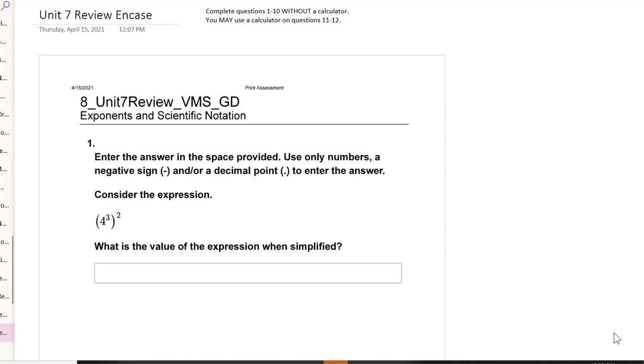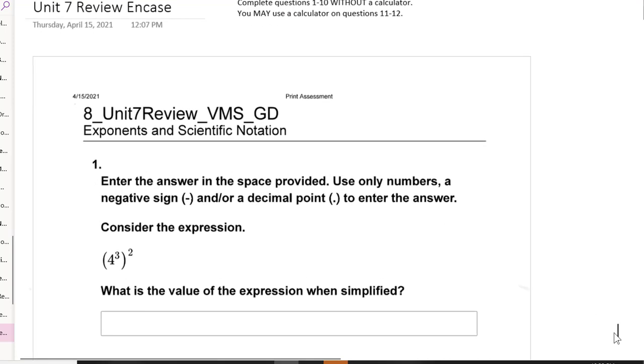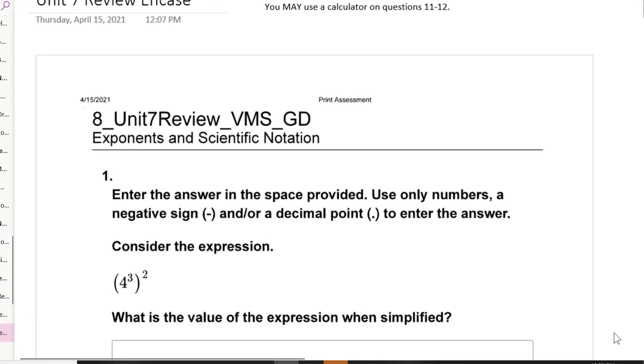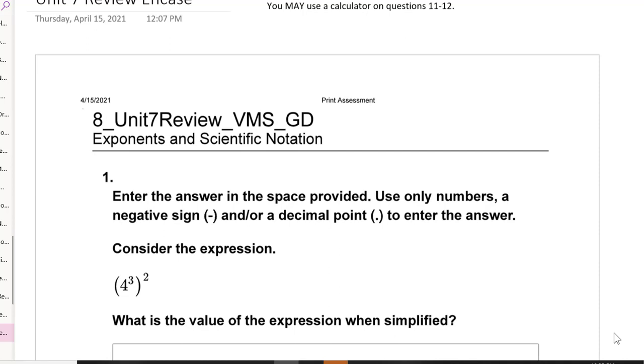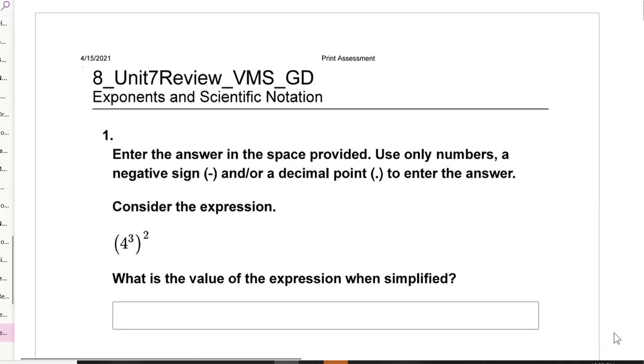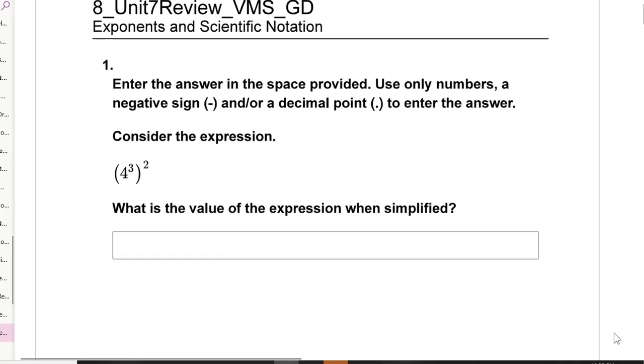So let's look at our Unit 7 review from InCase that you worked on today in class. The first 10 questions you worked on without a calculator, and then the last 2 questions you did with a calculator. So number 1, it says to find the value of the expression when simplified.